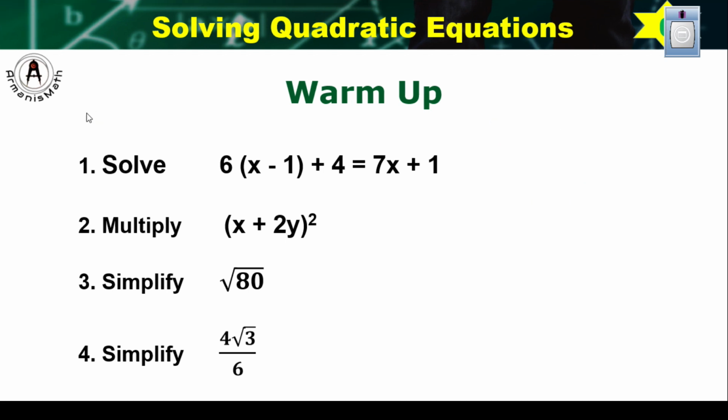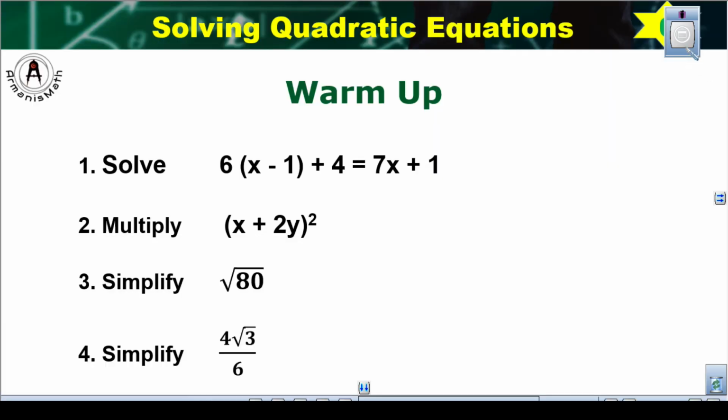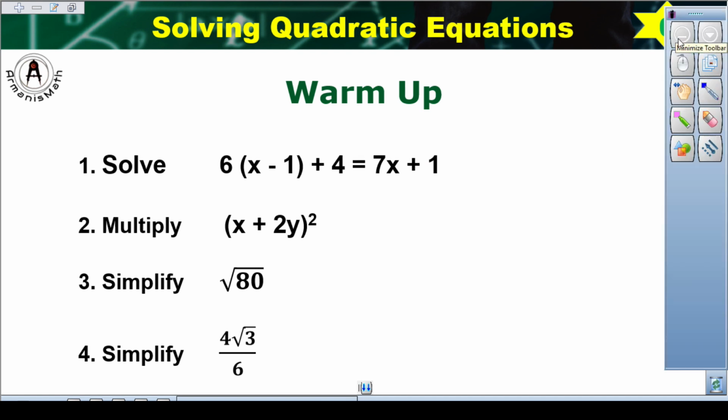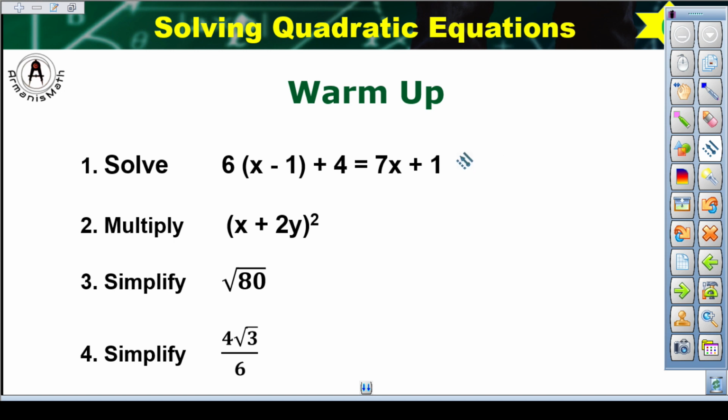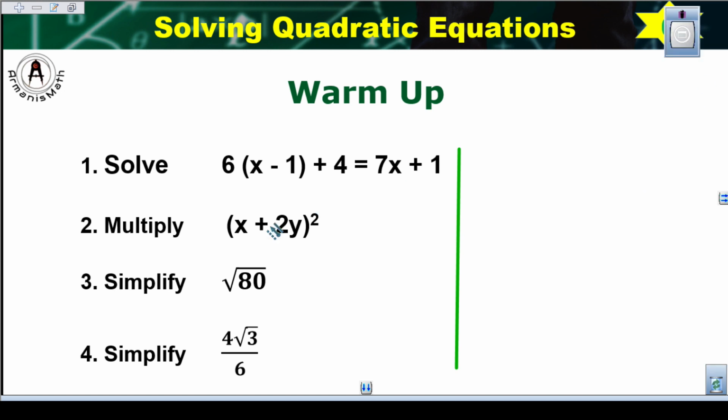Okay, let's do number 4. For number 4, I have to simplify. I probably do not need this much area for work because it's pretty obvious. To simplify this, I'm going to divide by 2. Divide by 2. That's going to give me 2 square root of 3 over, I'm sorry, this is a 3 here.